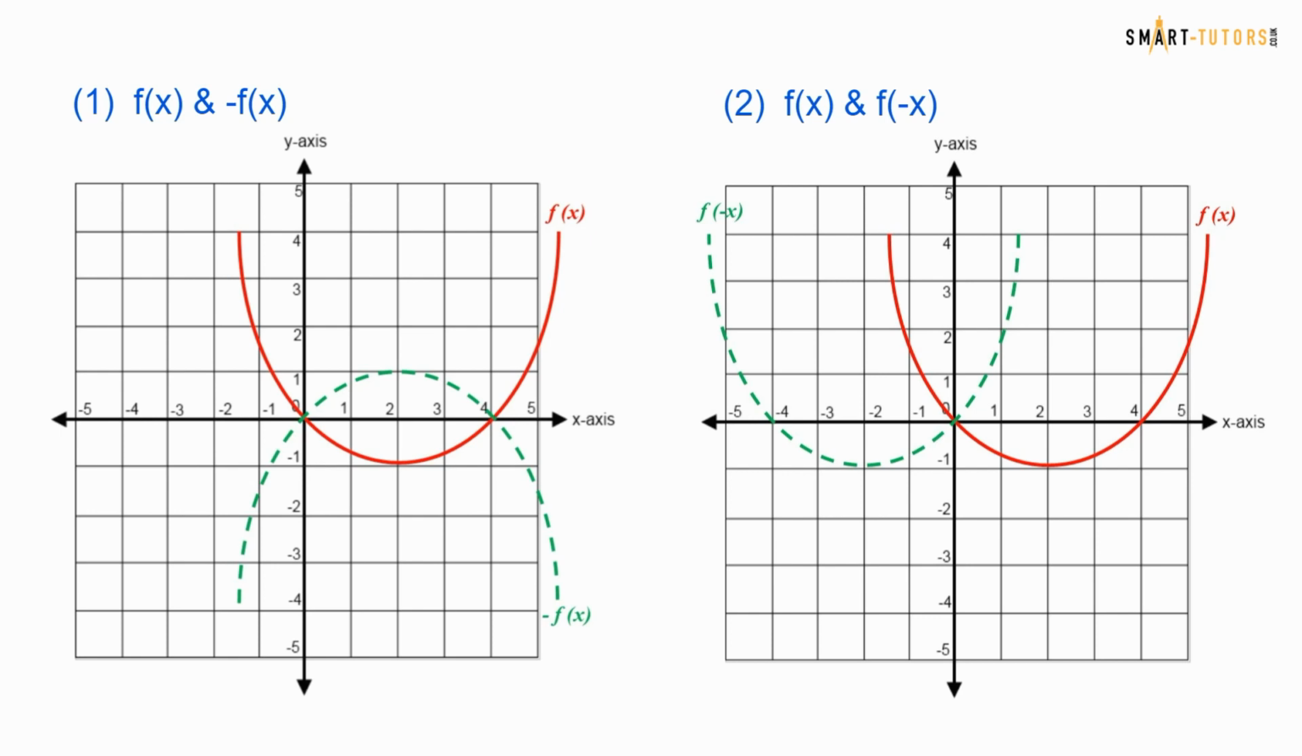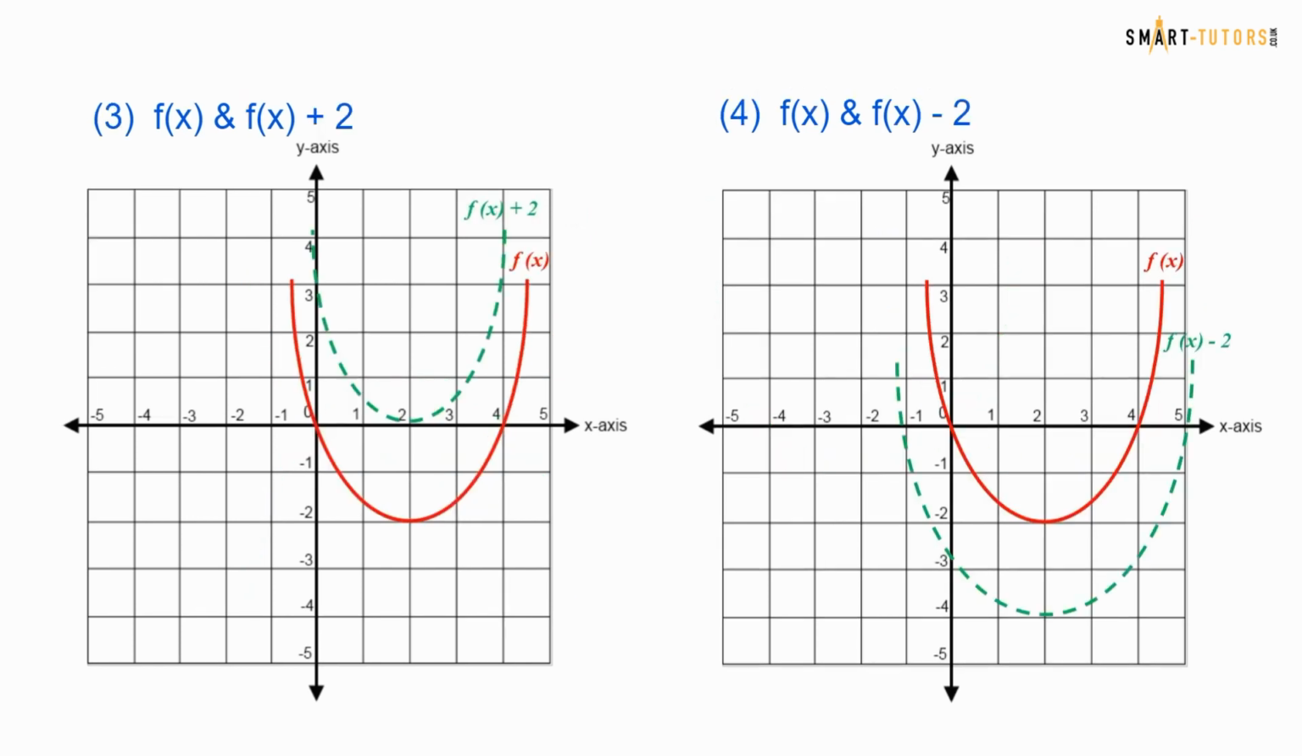Type 2, f(x) and f of negative x. Here the negative is coming inside the bracket. If this is the case, f(x), the red color graph, is going to be reflected in the y-axis. So when a graph is reflected in the y-axis, that is the negative coming inside. You need to clearly understand, reflection in the x-axis is because of the negative coming outside. If the negative is coming inside, reflection in the y-axis.